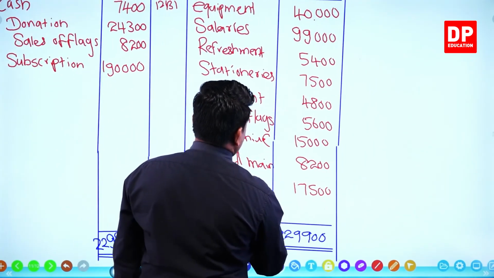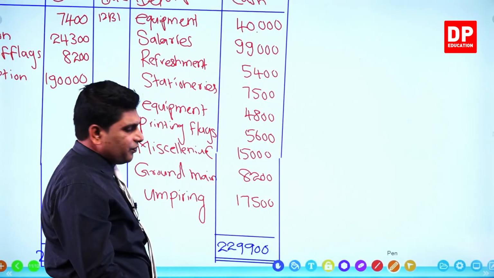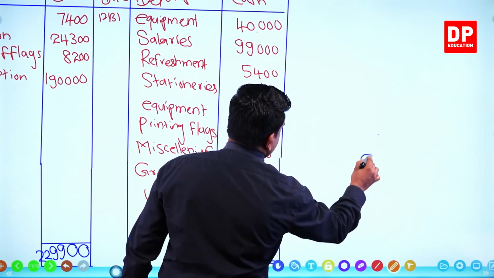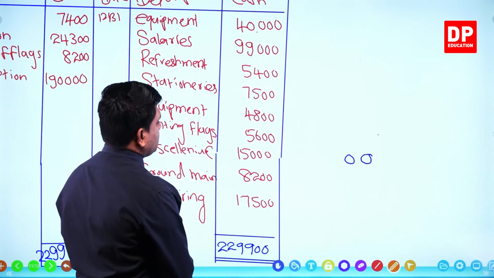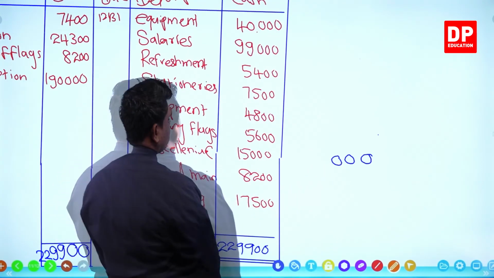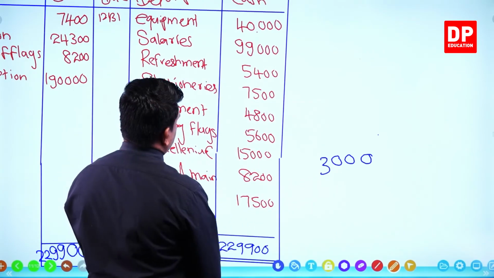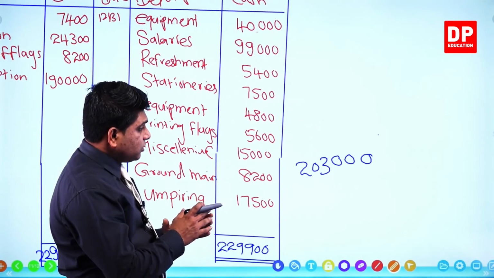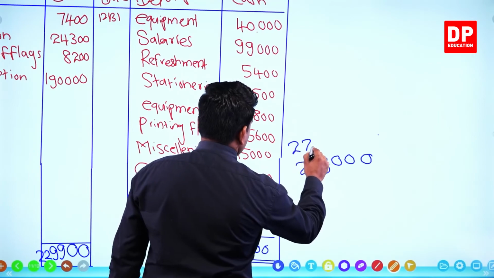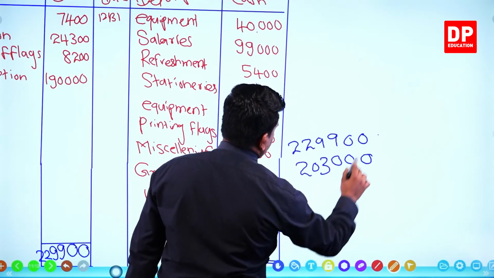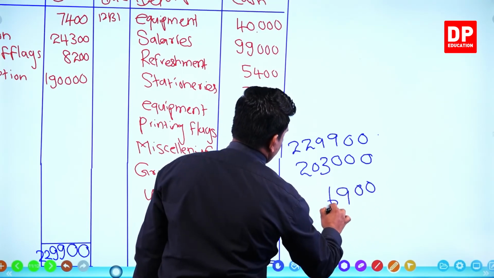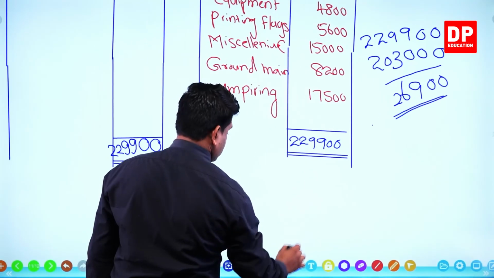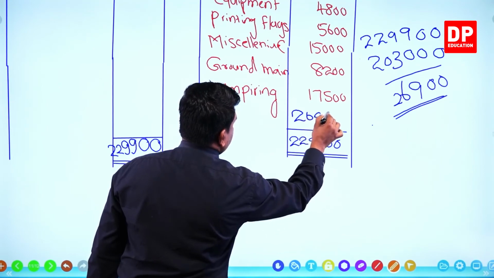Then here you have to get the total. You can write the total somewhere. Then finally we find the difference and we put it here, right? Total expenses 203,000, 229,900. Then you would find the difference, 26,900 is the answer, difference, right? You put it here. 26,900.